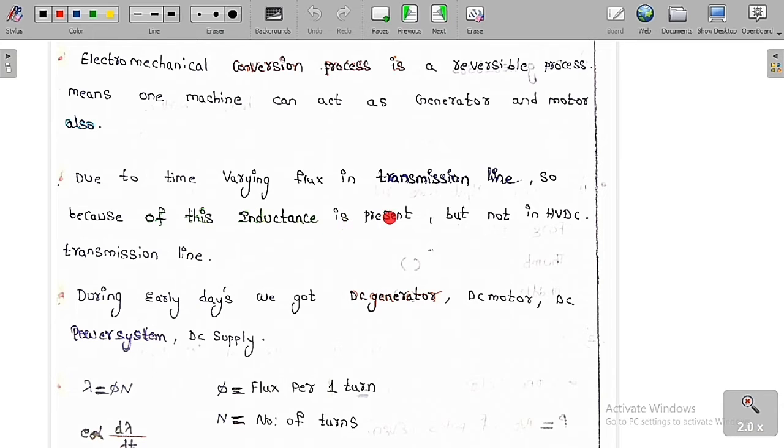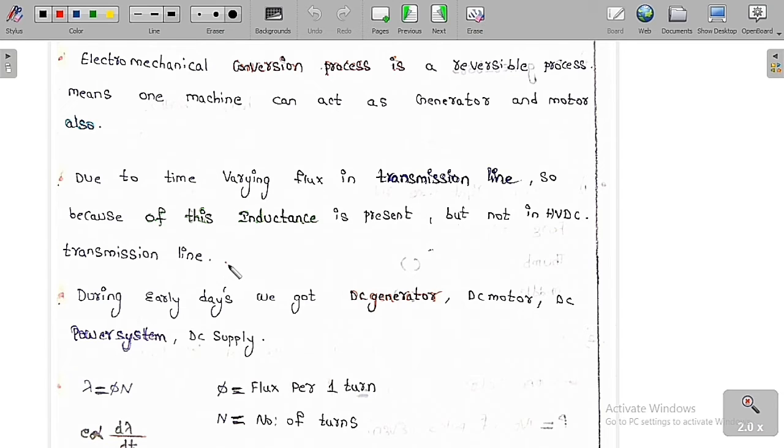Due to time varying flux in a transmission line, inductance is present, but not in an HVDC transmission line. See, if you take an AC transmission line, the current is alternating in nature, so the flux is also alternating in nature. Whenever there is a rate of change of flux, an inductance is going to be present there, which is called the AC inductance.